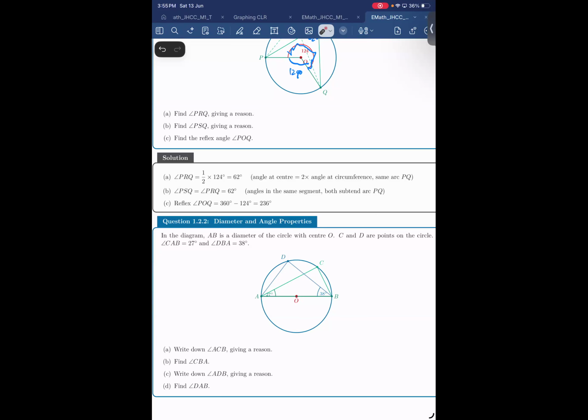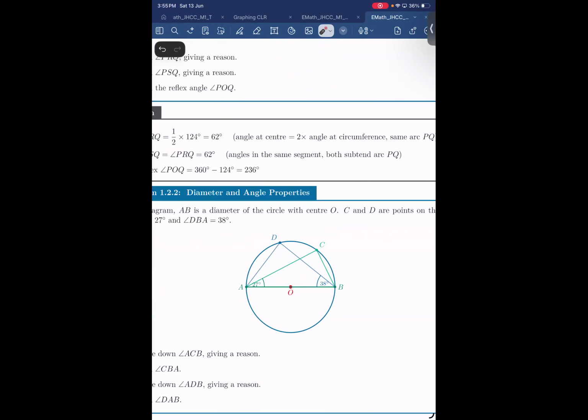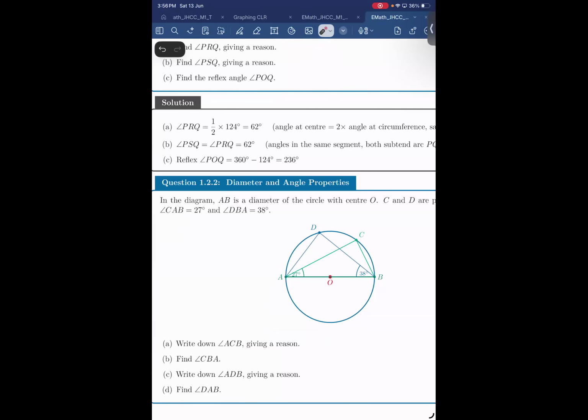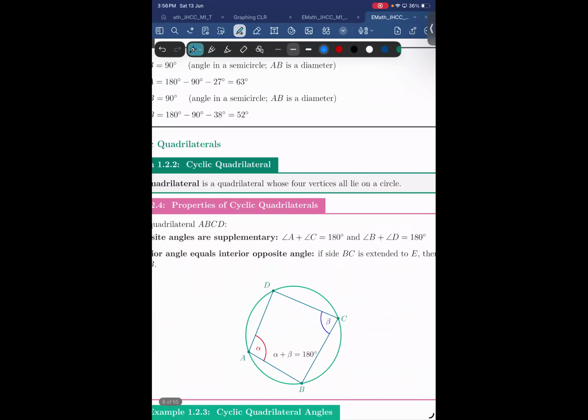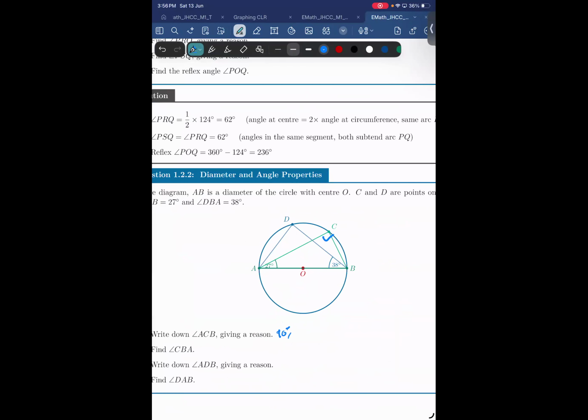Okay, and go to this one. So the simple one. Angle ACB is here, which of course is going to be 90 degrees because of the angle in a semicircle. So this one is 90 degrees, angle in a semicircle.